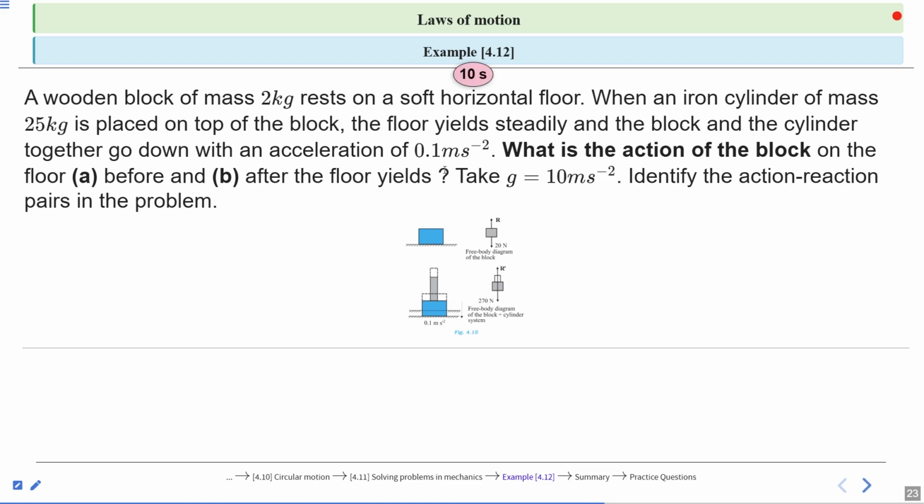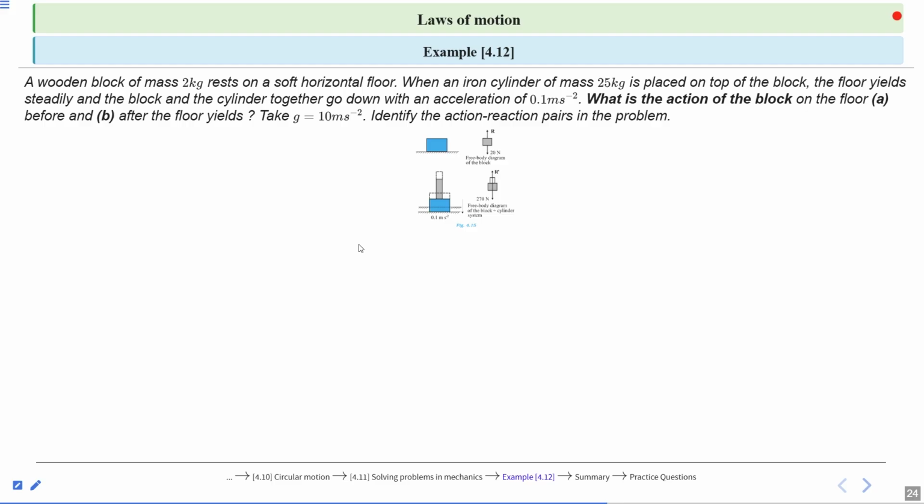So think about it. We will solve this question step by step. First, we will find the action of the block on the floor before. After that, the action of the floor after the floor yields. After that, we will identify the action reaction pairs in this problem. Clear? So, solution.